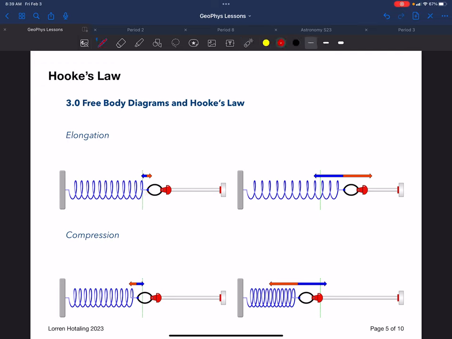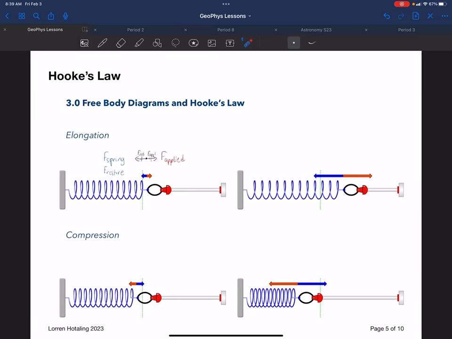And the forces, the red force is the force applied. The blue force is the force of the spring, or it is sometimes called the restoring force. It is the force that wants to push the spring back into position. And if we draw a free body diagram like so, we will see this force applied and this force restore are equal and opposite.